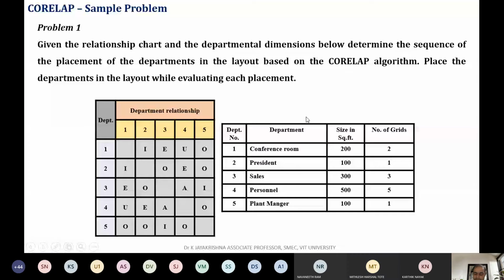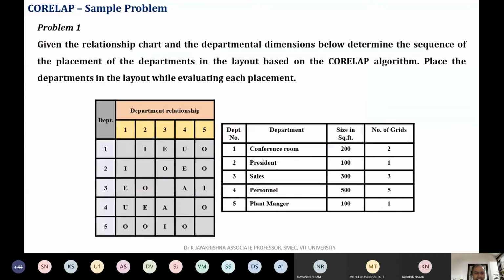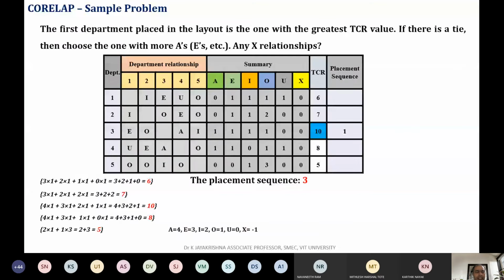Okay, so this is the first problem what they gave. In the next step, the first step in solving a CORELAP problem is to calculate the TCR value. TCR value means what? Total closeness rating.